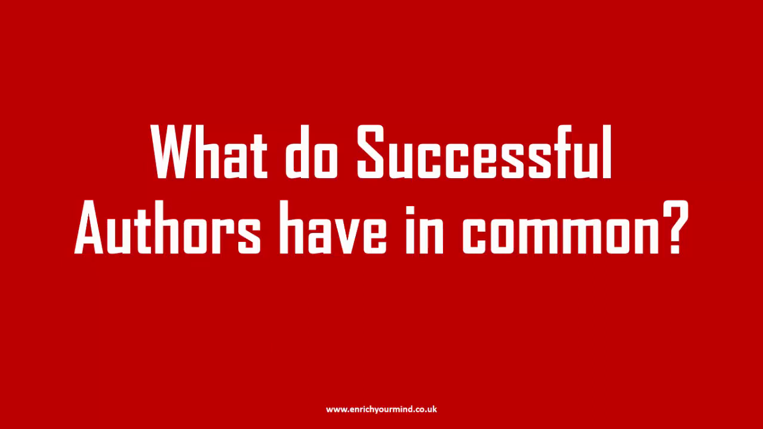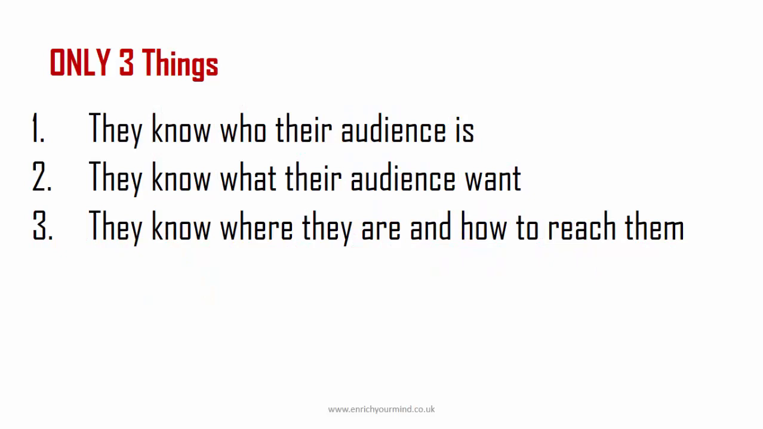Now, big question: what do successful authors have in common? Because if we know what they have in common, then we can learn from it and begin to implement it in different ways in our book writing and publishing journey. There are only three things I found that all of them have in common. There could be more, you could add more, but these are the basic three things.